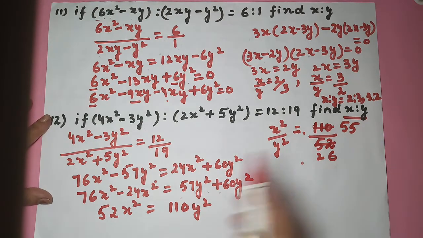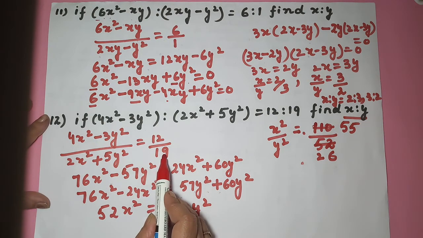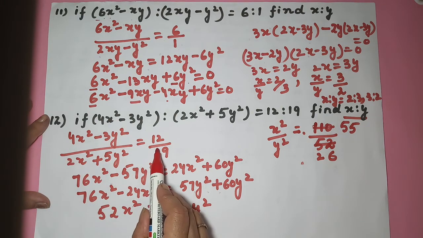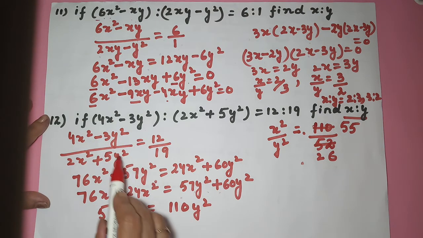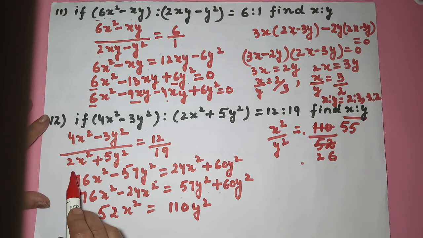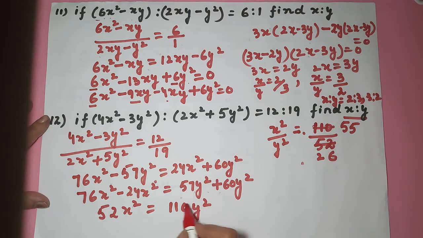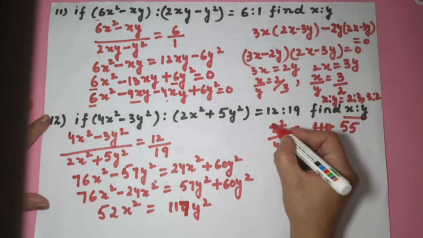So can we still, let's see, have we made any mistake somewhere? Okay, 9 4s are 36, 3 carry, 4 1s are 4, 5 6 7 minus 9 3s are 27, 2 carry 57, 12 2s are 24 plus 60. So 76 minus 24 is equal to 57 plus 60. So 6 minus 4 is 2, 7 minus 2 is 5. So you got 0, oh, you got 7 here, right? You have got 7 here and 5 plus this is, okay. So we have made a mistake here.